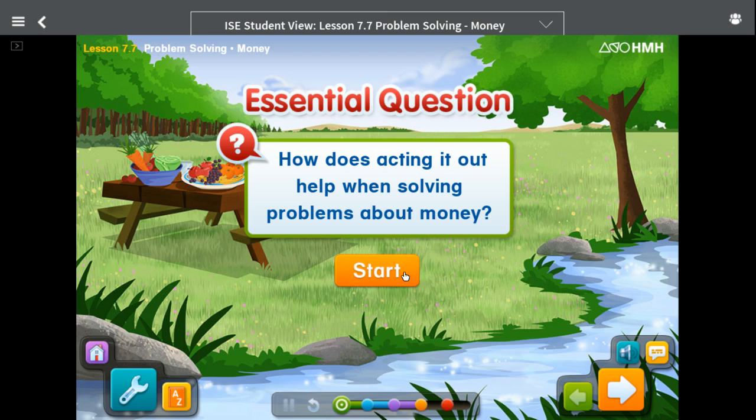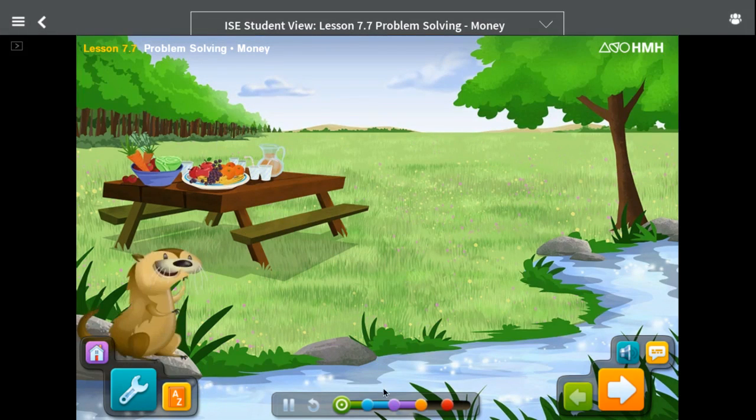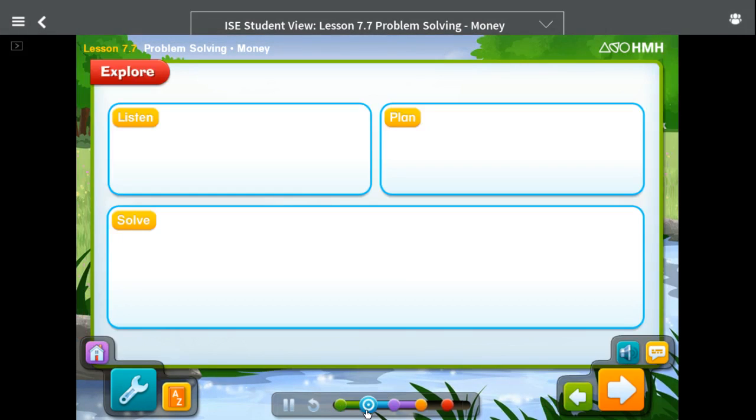Let's use the graphic organizer to solve this problem. Kendra gave 3 dimes, 1 nickel, 2 quarters, and 2 $1 bills to her sister. How much money did Kendra give her sister? What do you need to find?